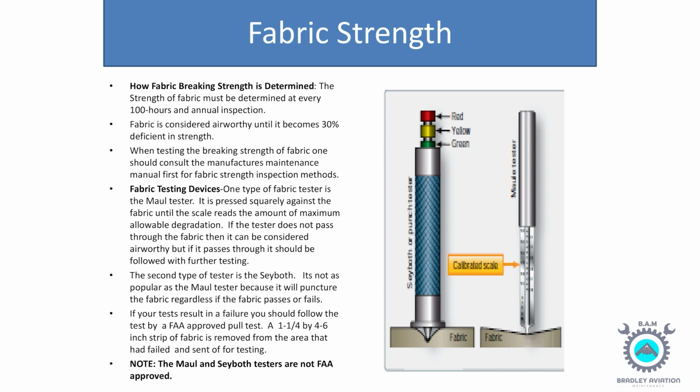The second type of tester is the Seyboth. It's not as popular as the Maule tester because it will puncture the fabric regardless of whether the fabric passes or fails. If your tests result in a failure, you should follow the test by an FAA-approved pull test. A 1 1/4 by 4 by 6 strip of fabric is removed from the area that had failed and sent for testing. Note: the Maule and Seyboth testers are not FAA approved.